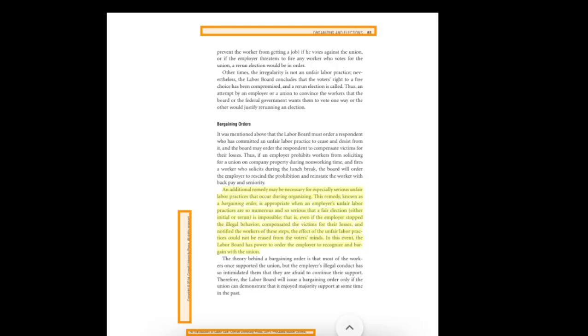In this event, the Labor Board has power to order the employer to recognize and bargain with the union. The theory behind a bargaining order is that most of the workers once supported the union, but the employer's illegal conduct has so intimidated them that they are afraid to continue their support. Therefore, the Labor Board will issue a bargaining order only if the union can demonstrate that it enjoyed majority support at some time in the past.